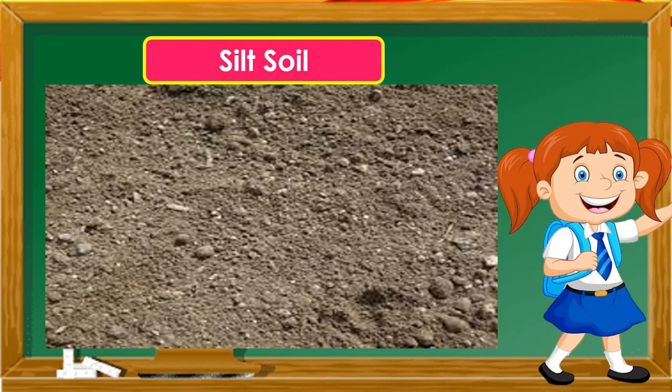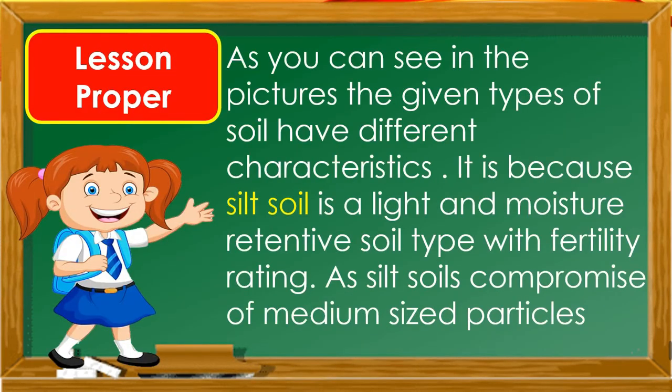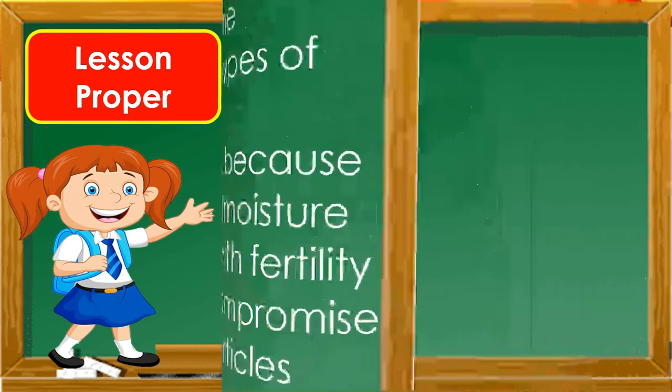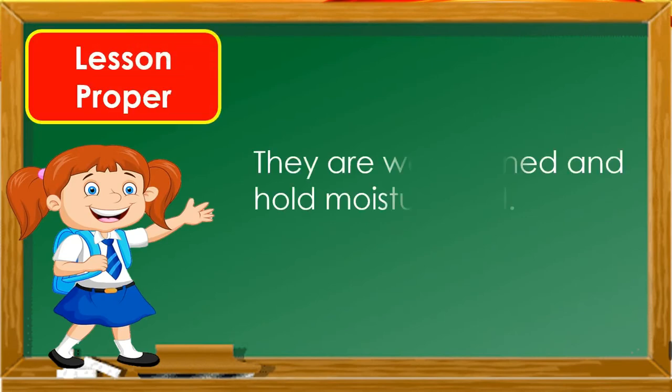Silt soil. Silt soil is a light and moisture retentive soil type with a fertility rating, as silt soil comprises medium-sized particles. They are well drained and hold moisture well.